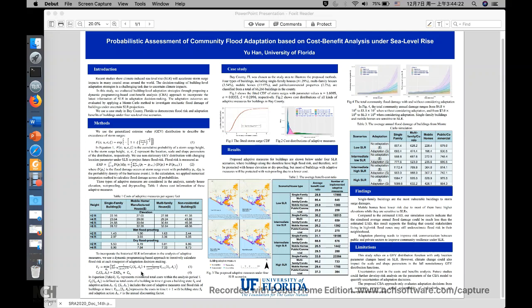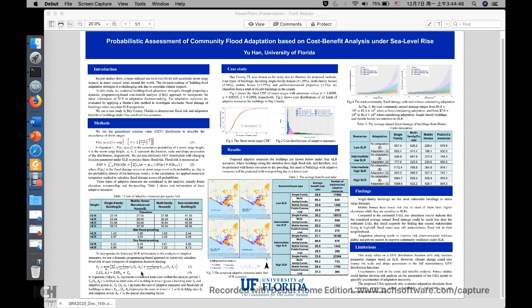I use Bay County to demonstrate how this proposed method works. And from the results, I found that single-family properties have the highest number of implemented adaptive measures, but the multifamily and the condo will have the highest benefit-cost ratio. As sea level rise rates increase, all buildings will have higher benefit-cost ratios.